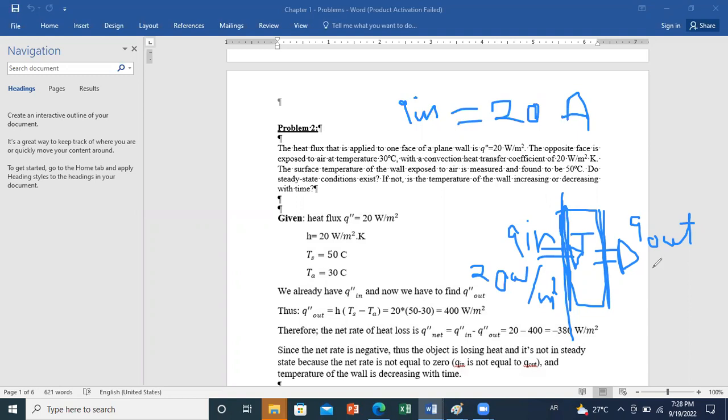while for Q out we are losing heat from the other side by which type of heat transfer? We have convective heat transfer, and they gave us the convective coefficient. The convective coefficient is h equal to 20 watt per meter square Kelvin.